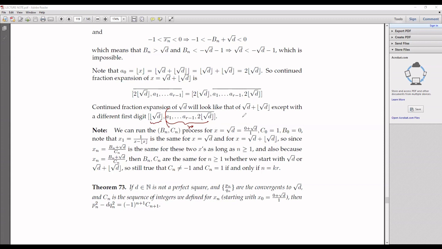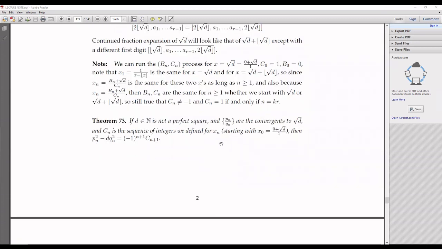So you can see that even though the periods of the two are the same, exactly r, the cycles start 1 unit later in the case of root d. And this is going to be important in our next proof.